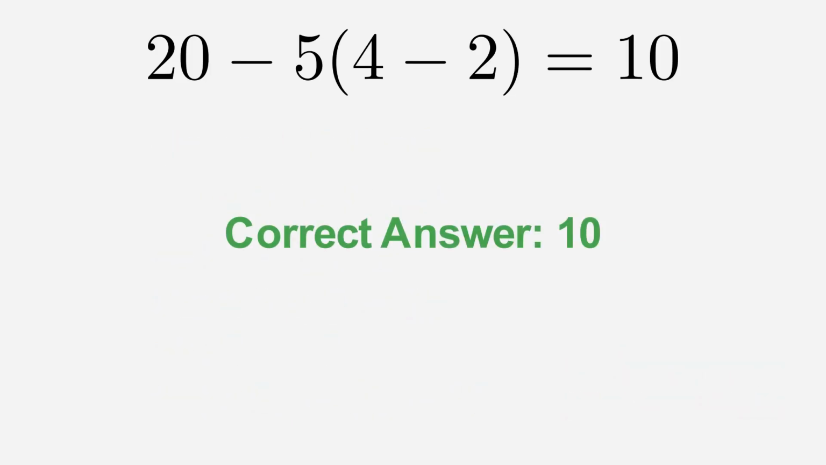You were off by 3 times because you went left to right without checking priorities. Multiplication doesn't wait its turn, it cuts the line.